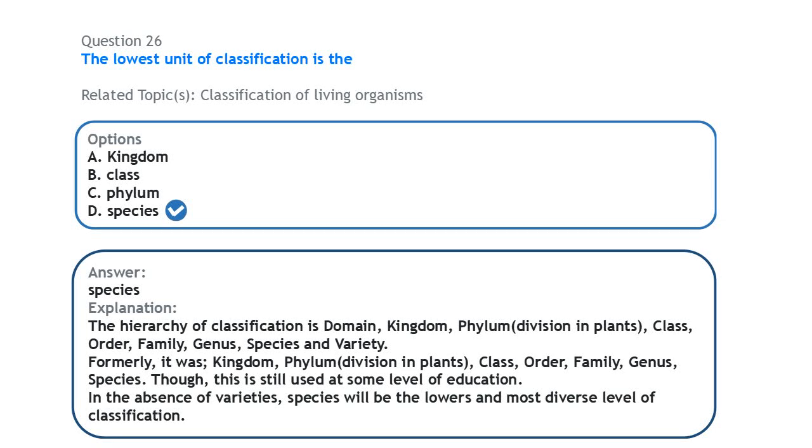However, what is in discussion usually in school, especially at the O level, is from kingdom to species. So the domain is usually omitted. So we have kingdom, phylum, class, order, family, genus, and species. And again, if we narrow this down to the question, we see that the lowest from the options that we have is the species.